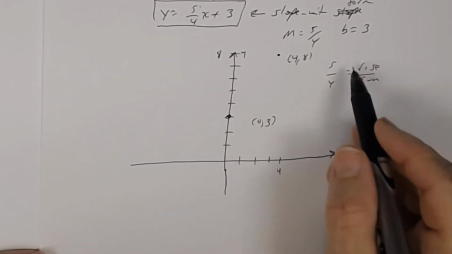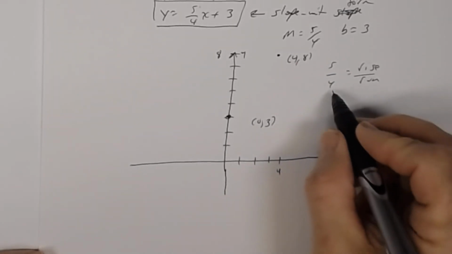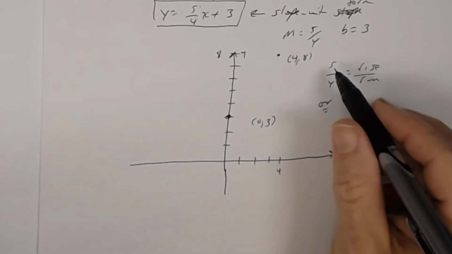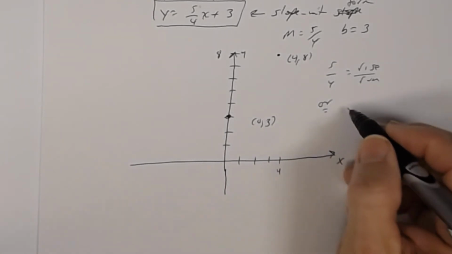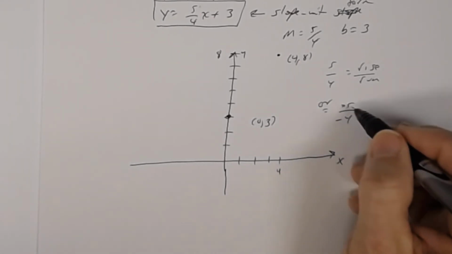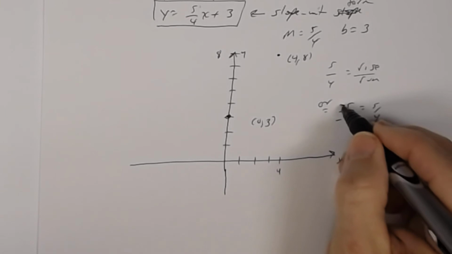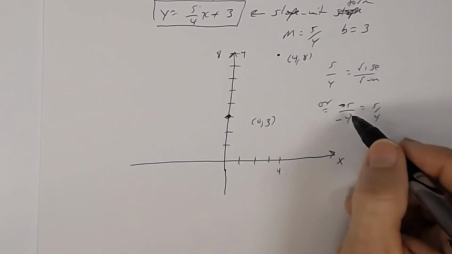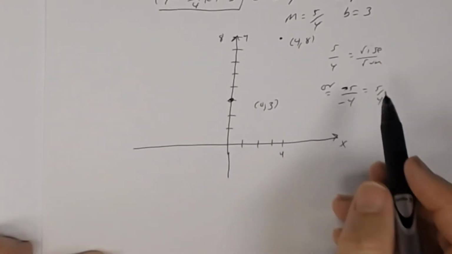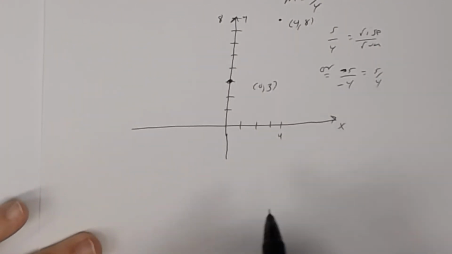Now, I just want to say something. Remember the slope is positive 5/4, right? Someone else could have said, instead of positive 5 divided by 4, I'm going to say negative 5 divided by negative 4. That's fine, because that is still a positive 5/4. They're equivalent. I don't know why they would do that, because it makes it look a little more complicated, but I just want to remind you that a negative 5 divided by negative 4 is still a positive 5/4.